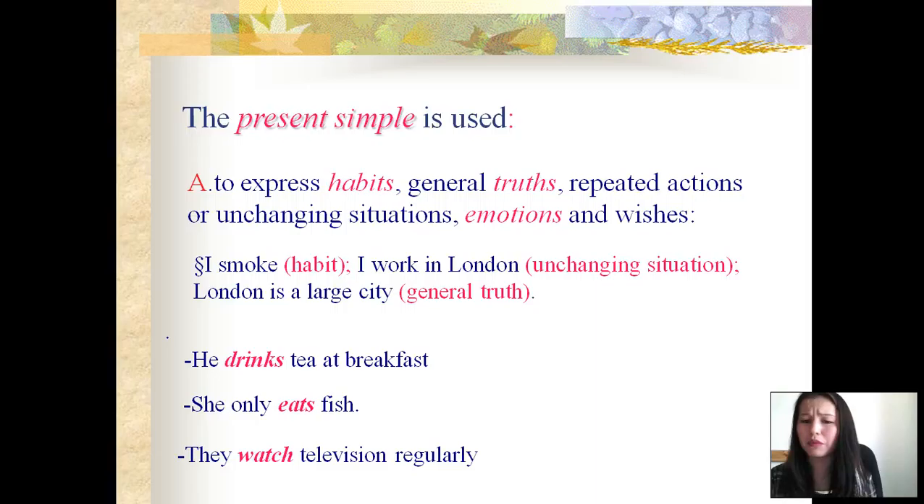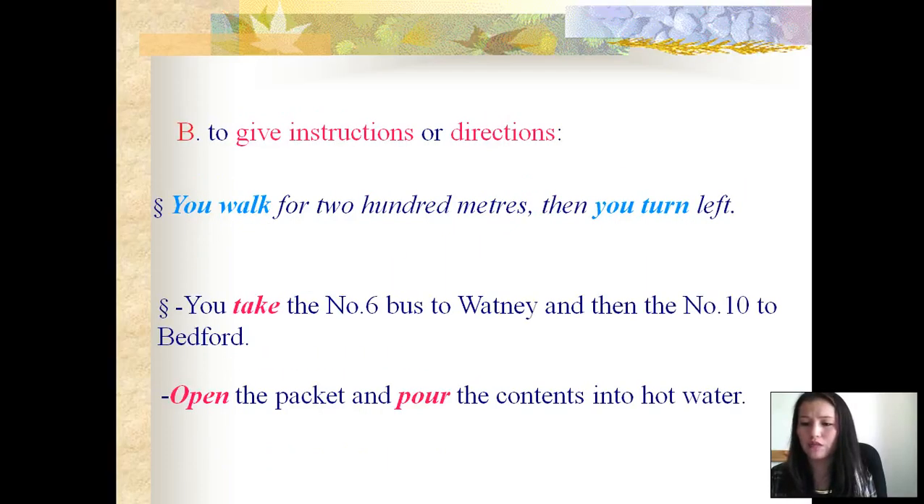The present simple is used to express habits, general traits, repeated actions, or unchanging situations, emotions, and wishes. For example, I smoke, it is a habit. I work in London, it is an unchanging situation. London is a large city, it is a general trait. He drinks too often at breakfast. She only eats fish. They watch television regularly. It is also used for habits, trust, and emotions.